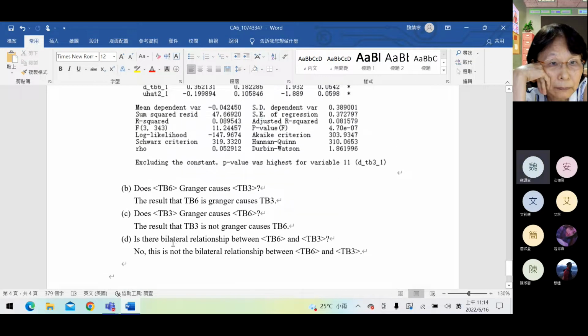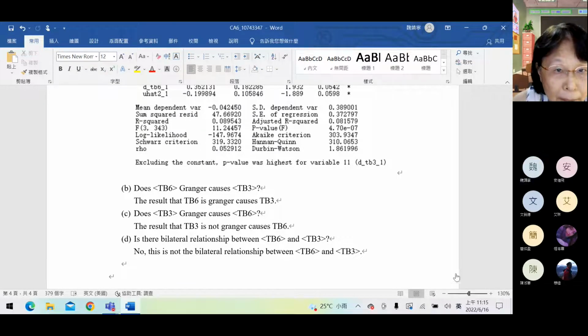And part D, is there a bilateral relationship between TB6 and TB3? I think no, it is not a bilateral relationship between TB6 and TB3. Thank you.